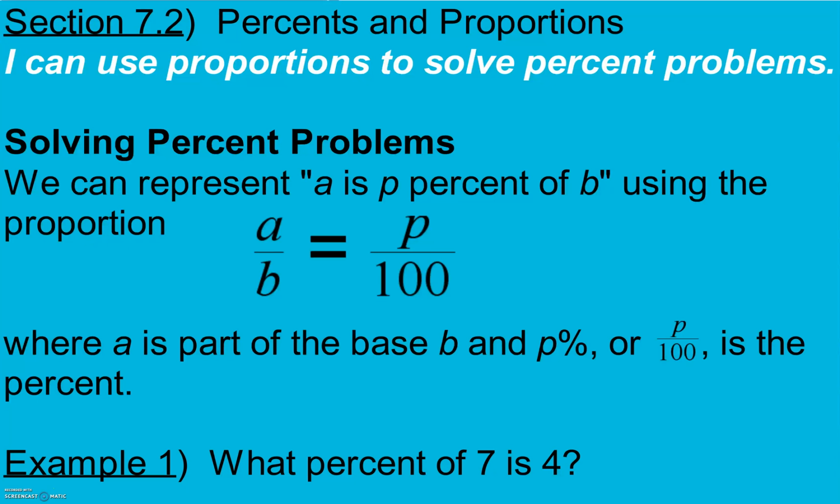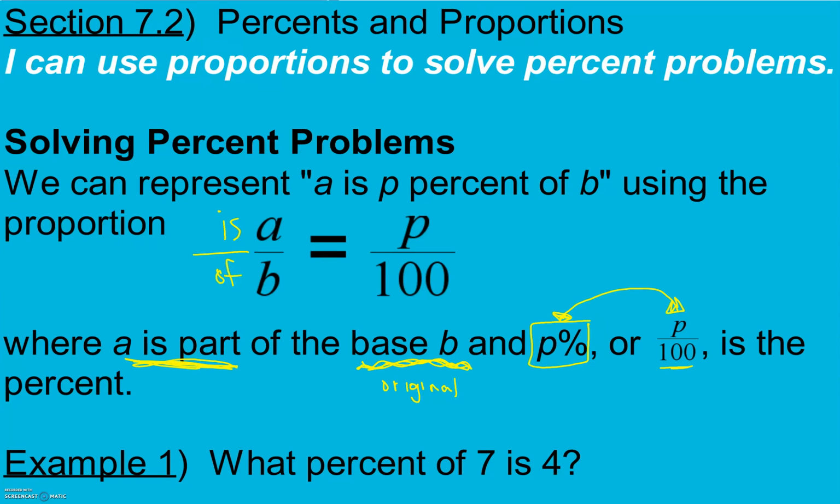We talked in section 7.1 about how P% is the same as P per 100. So that's just rewriting it in another way, but they mean the same thing here. These are the same. As far as our second ratio goes, A is the part that we're looking for, and B, our base, is the whole, where we start. This is our original. So when we're talking about these problems, A is the "is" part, and B is the "of" part. A is part of base B.